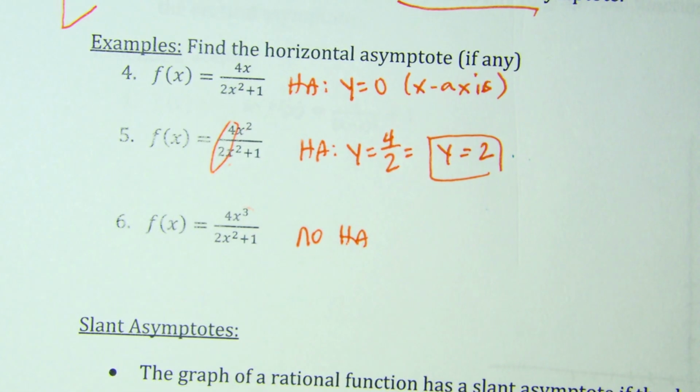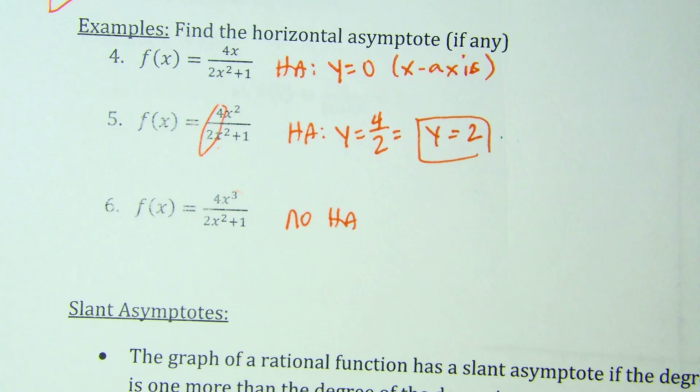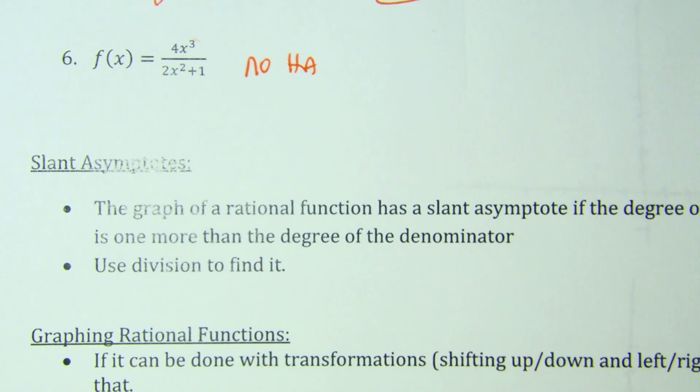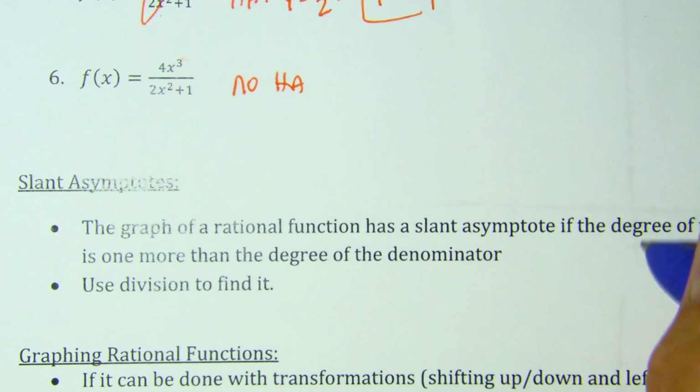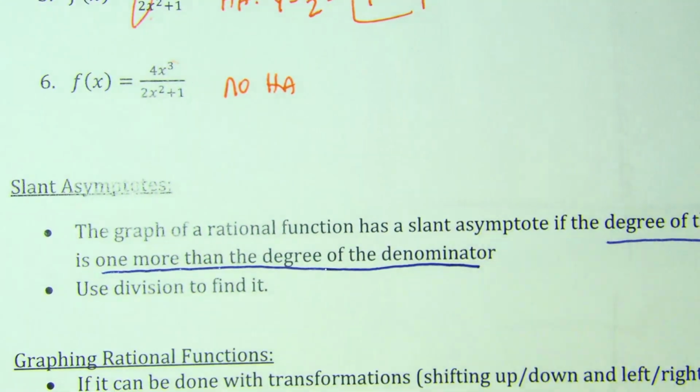Now there is one more possibility here. There's actually this thing called slant asymptotes. You don't see them very often because there's only a specific case where they could occur. And that is if the degree of the numerator is exactly 1 more than the degree of the denominator.